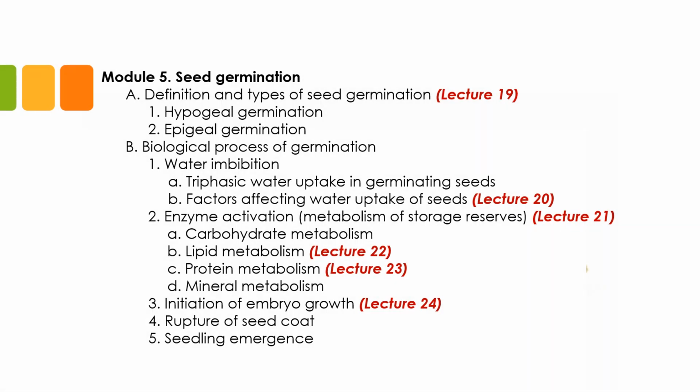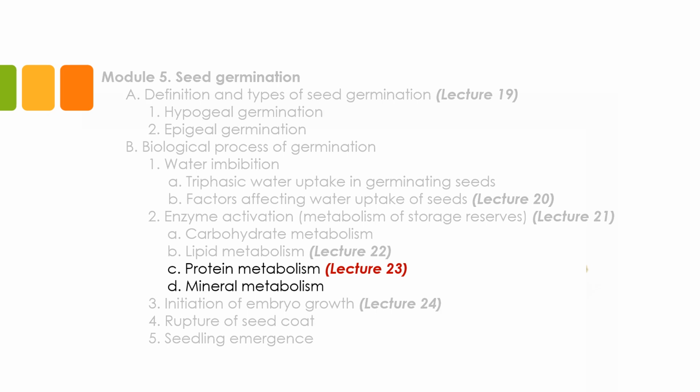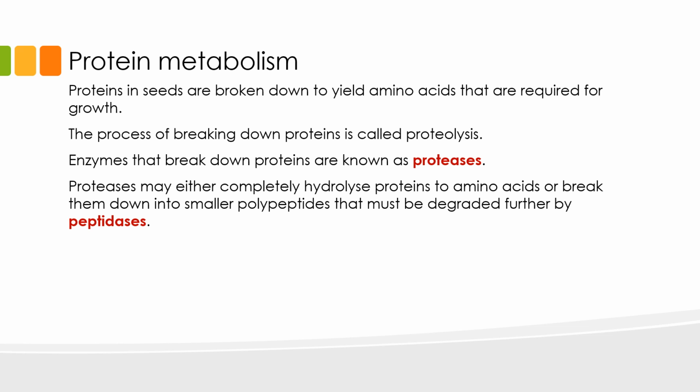Following carbohydrate and lipid metabolism, this lesson will now focus on the breakdown of stored proteins and minerals in the seed. Aside from carbohydrates and lipids, proteins also serve as an energy source during germination. Proteins in seeds are broken down to produce amino acids that are required for growth. The process of breaking down proteins is called proteolysis.